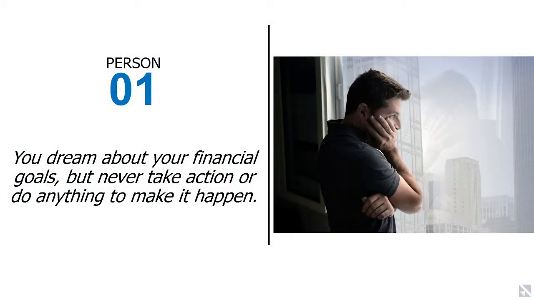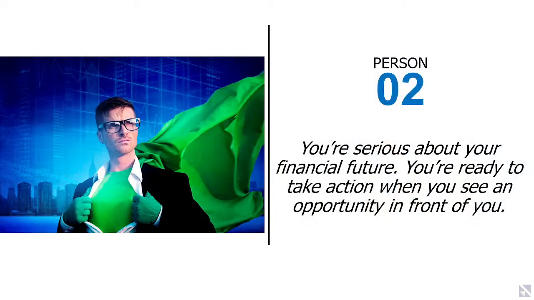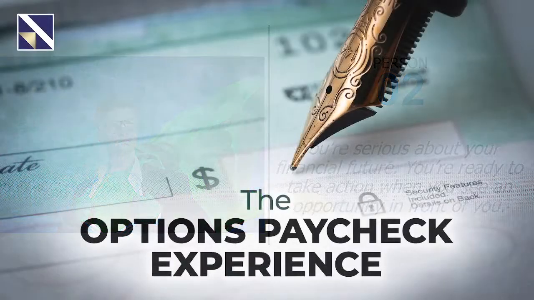Now, there's 2 types of people. Person number 1 is someone who dreams about their financial goals, but never takes action or does anything to make it happen. Person number 2 is serious about your financial future. You're ready to take action when you see an opportunity in front of you. Now, since you're dedicated enough to be with me to this point, I'm willing to bet you're person number 2, and that makes you the perfect candidate to get started on that first options paycheck. So let me tell you what we put together for you.